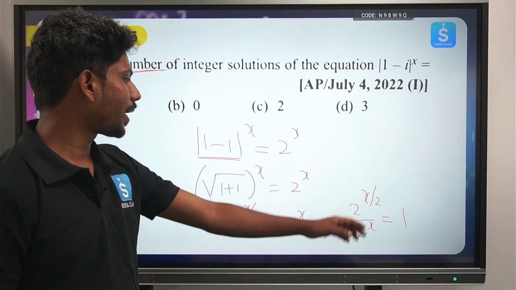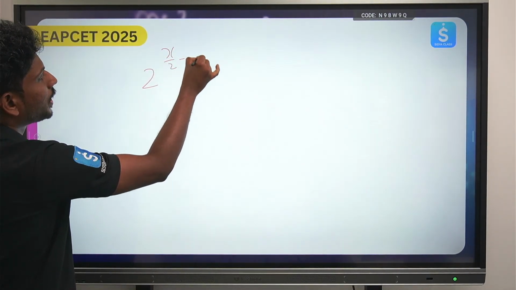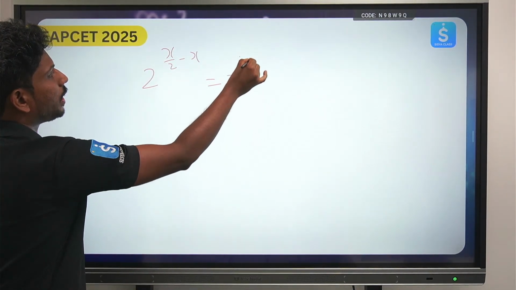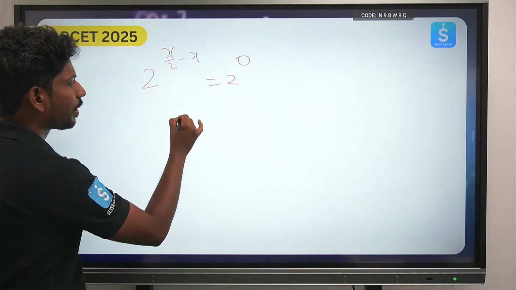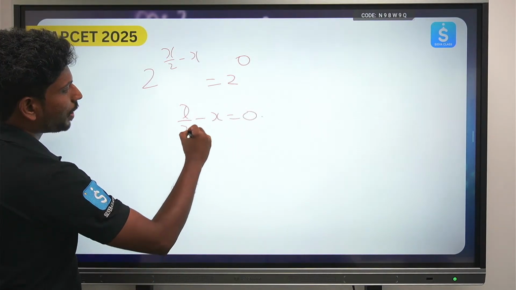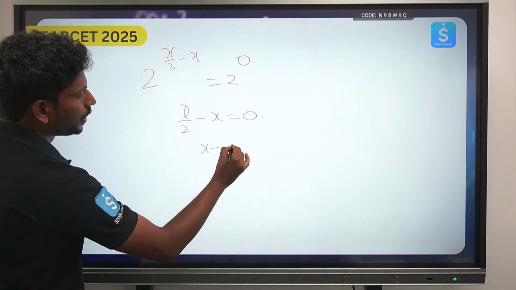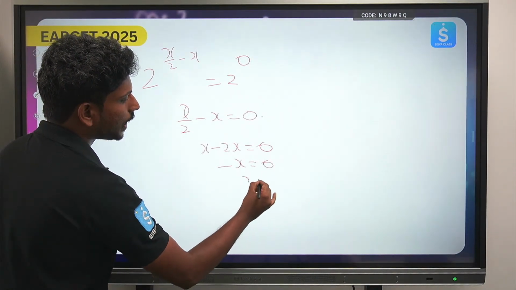So x by 2 minus x is equal to 1. So this will become 2 power x by 2 minus x is equal to 2 power 0. So when the bases are same, then the powers can be equated. So from here x by 2 minus x equals 0. So from here x minus 2x equals 0. So from here you can just write minus x equals 0. That means x equals 0.